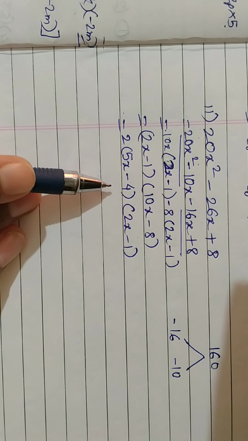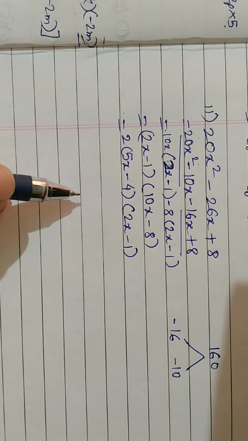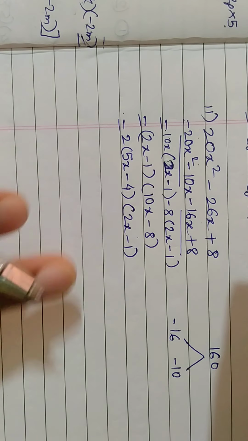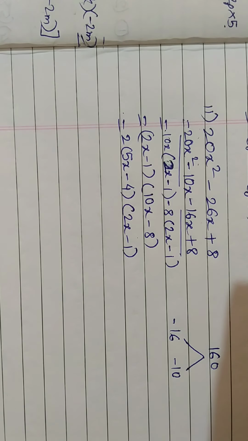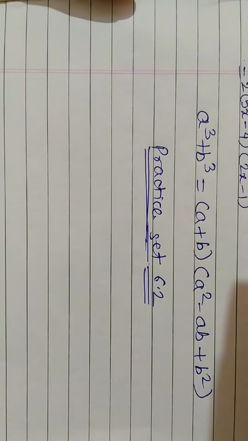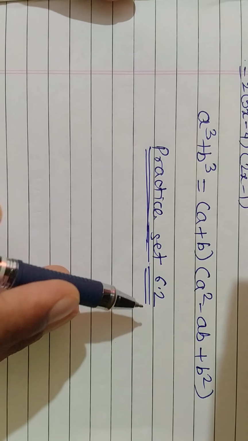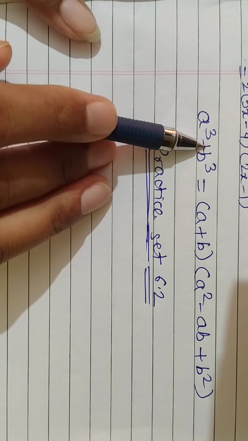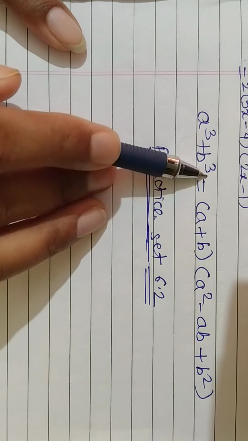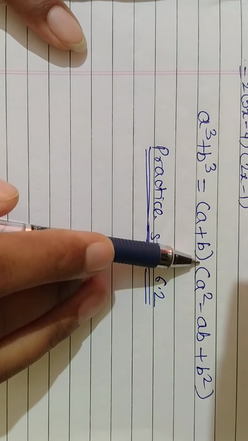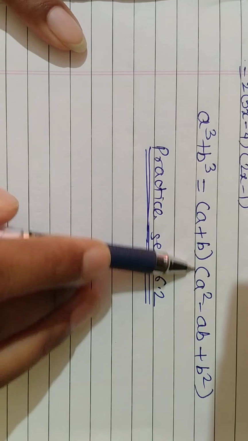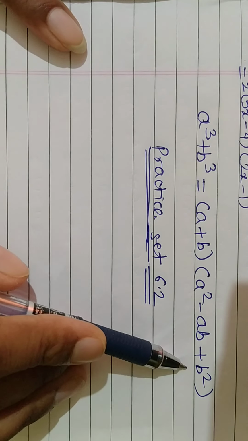Now the remaining questions we have to solve the same way from practice set 6.1. Now we'll go to the next. Now in the next practice set we have to solve using this formula: a cube plus b cube is equal to first bracket a plus b, second bracket a square minus ab plus b square.